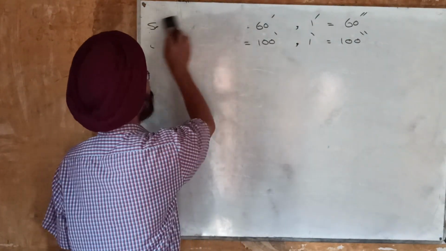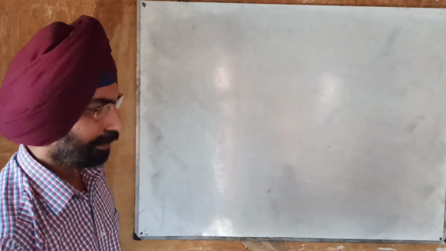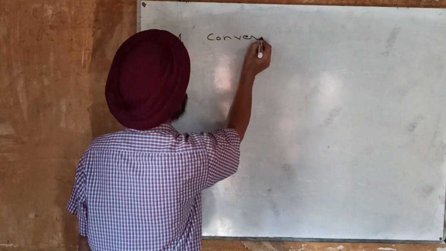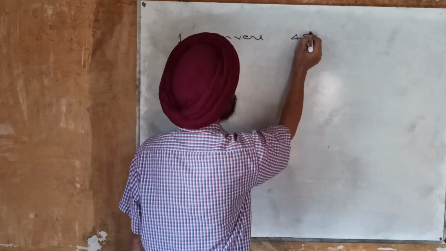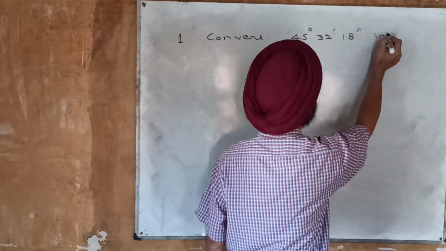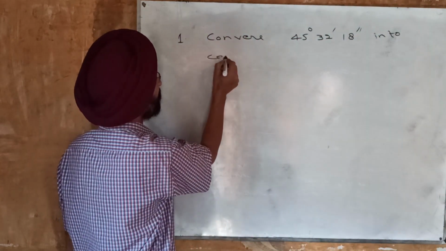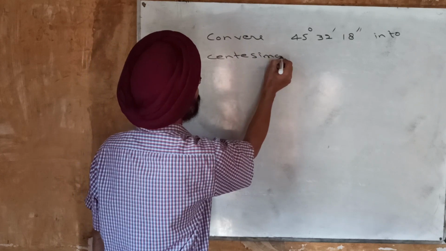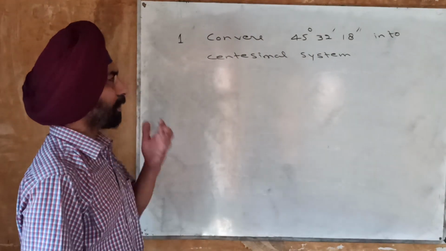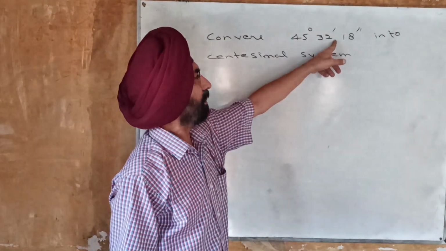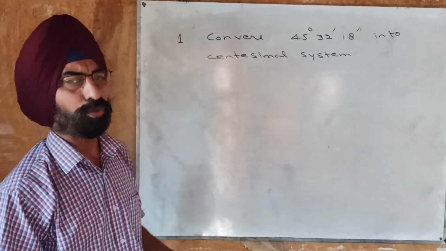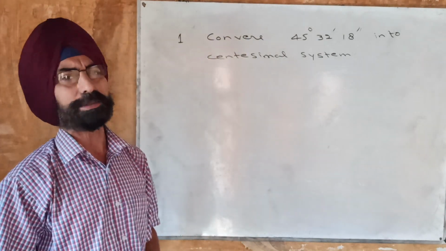So I am taking the first question today: convert 45 degrees 32 minutes 18 seconds into the centesimal system. This is our question. It is very clear from the notation, minutes a simple slash and seconds a double slash, that it is the sexagesimal system, and now we are to convert this angle into the centesimal system.